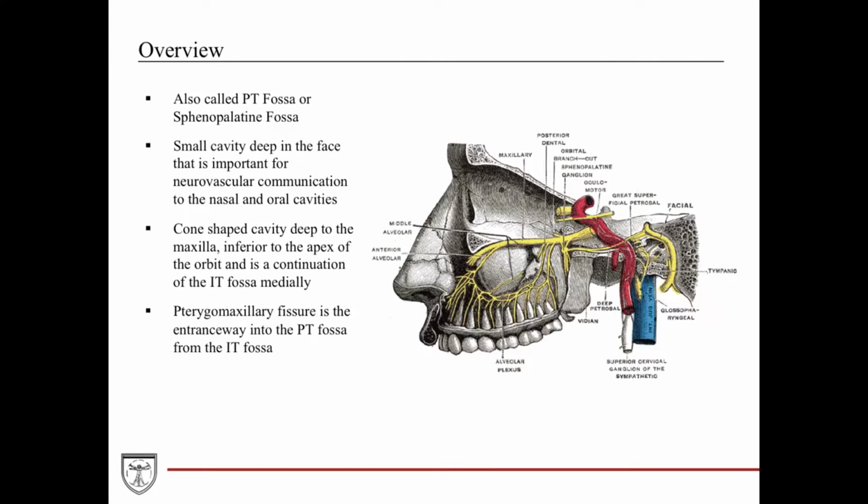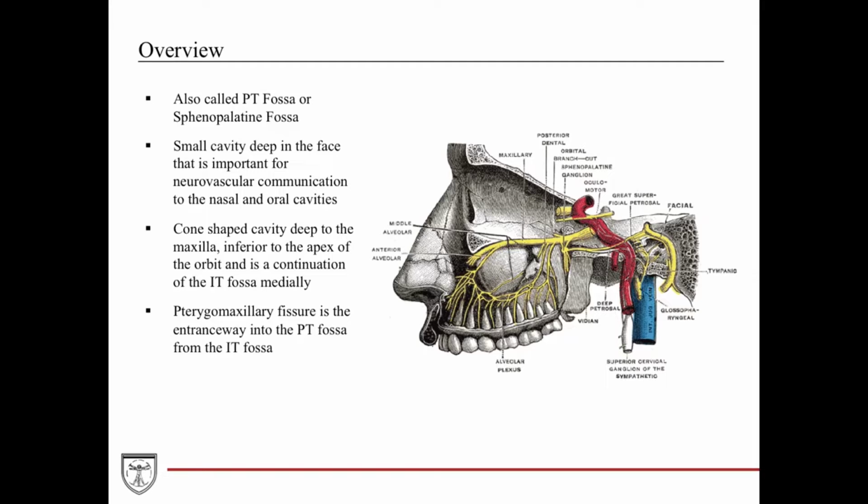So, the pterygopalatine fossa, or the sphenopalatine fossa as it's also called, is a very small structure located very deep in the face. It's very hard to find in a cadaveric dissection. It's very hard to even find on an anatomical model. It is a very small little cone-shaped cavity deep behind the maxilla, inferior to the apex of the orbit, and it's pretty much just a continuation medially of the IT fossa.